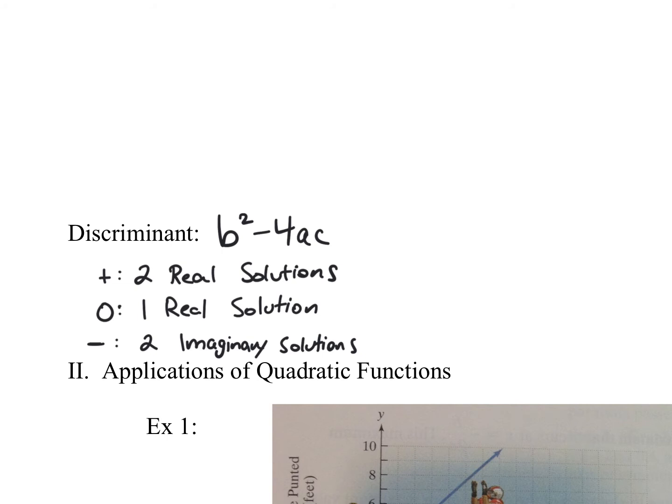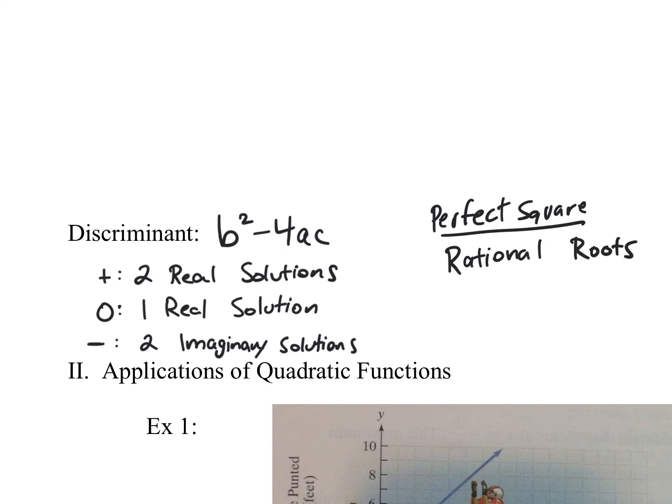We also know that if this quantity is a perfect square, we will have rational roots. In other words, roots that can be written as a fraction containing only real numbers. If it's a non-perfect square, we may have to simplify our square root, but our roots inevitably will be irrational. They will involve a square root.